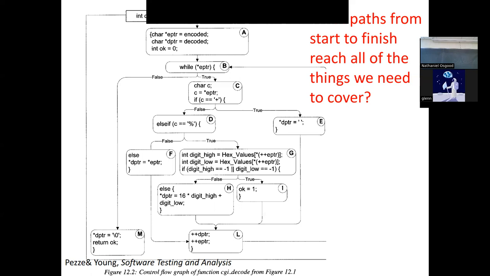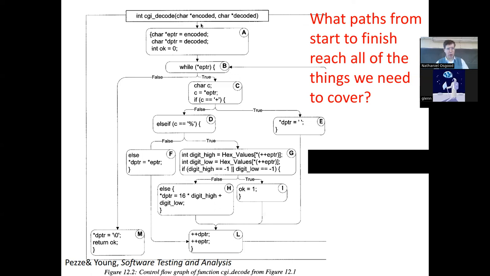The inputs that are required and the results or outputs that are expected, right? So can you give me a test case that will exercise that particular path enumerated with clarity by Tony? A, B, C, D, F, L, B, M. Can you give me a particular input for the string to be decoded? So we're looking for the encoded string, a particular string that is going to exercise this path. What string would make it exercise that particular path through the system? Could you give it to me?